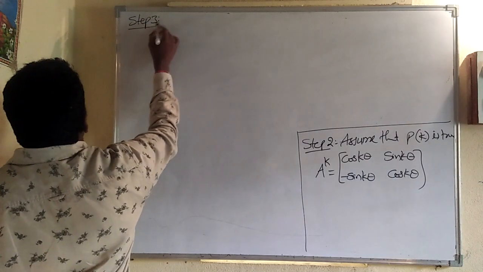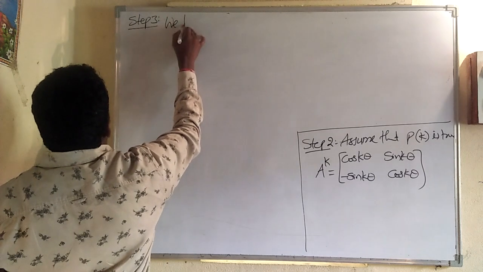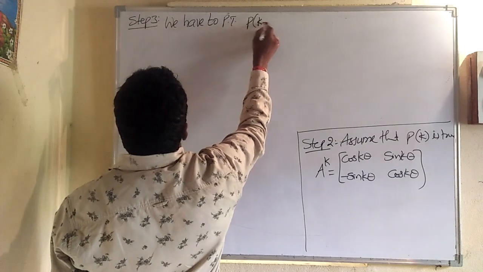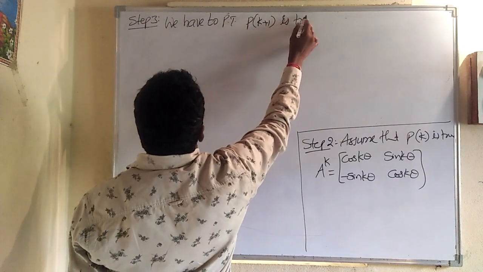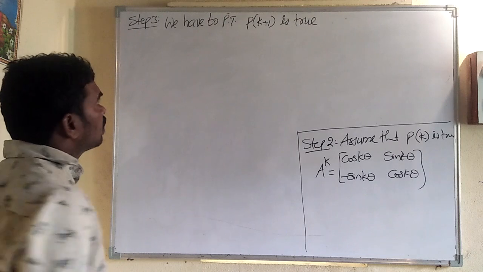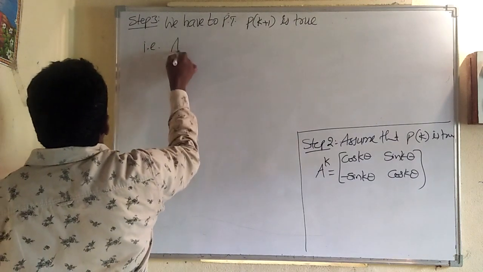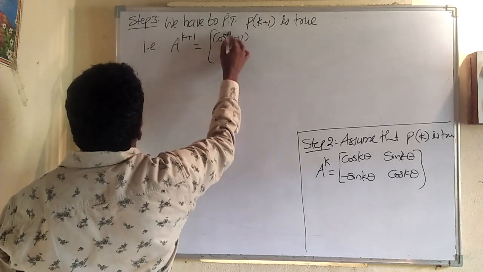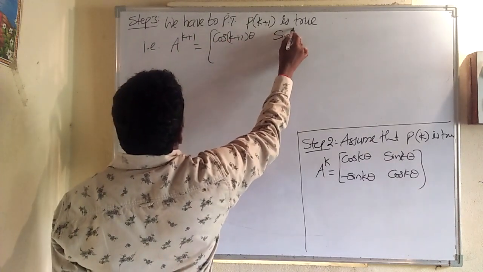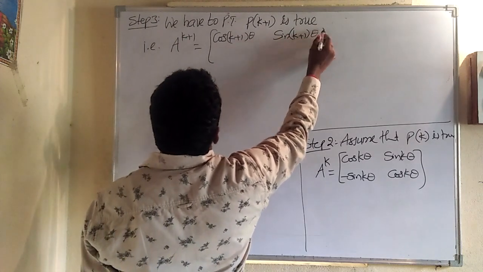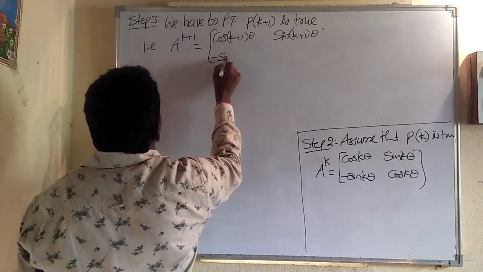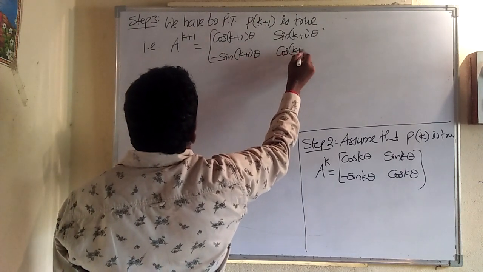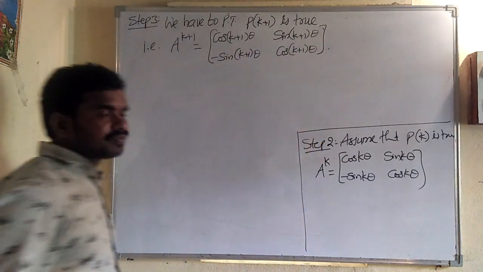Step 3. What is step 3? We have to prove that P of k plus 1 is true. What is P of k plus 1? That means A power k plus 1 equals cos k plus 1 theta, sin k plus 1 theta, minus sin k plus 1 theta, cos k plus 1 theta. This we have to prove.